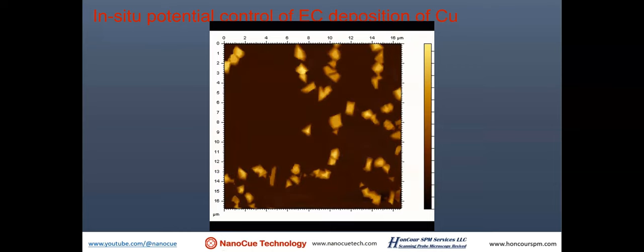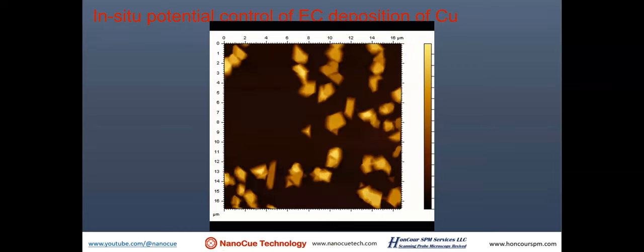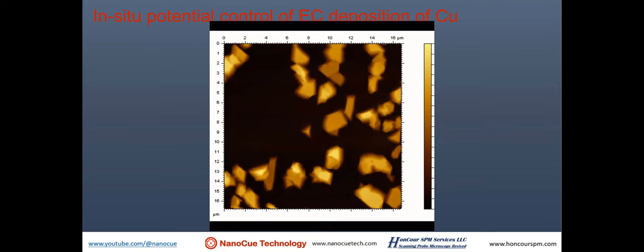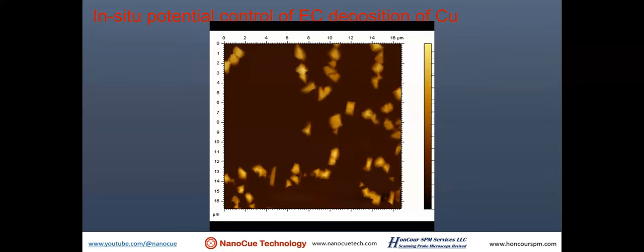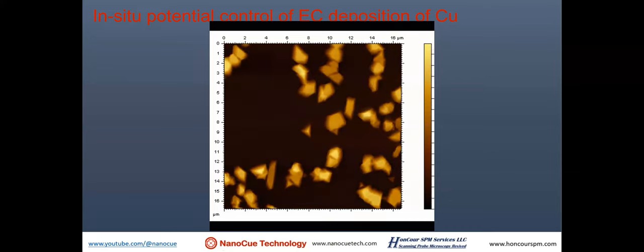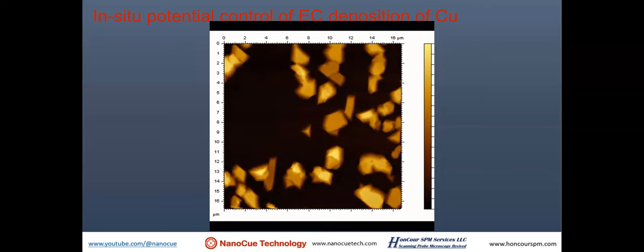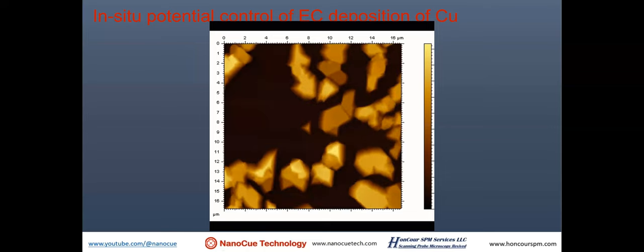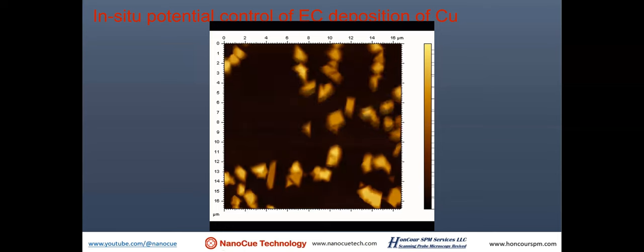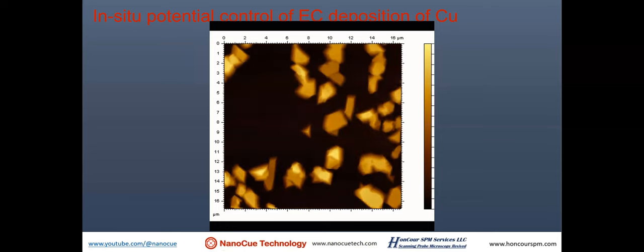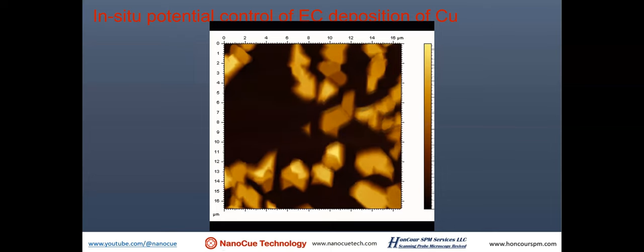This is a movie generated using the EC deposition of copper crystals. The surface is gold. This image is obtained while the sample is inside copper sulfate and sulfuric acid. Then as we reduce the potential on the sample substrate, the copper cation started to obtain an electron and then become copper metal. It'll form a crystal on the surface.